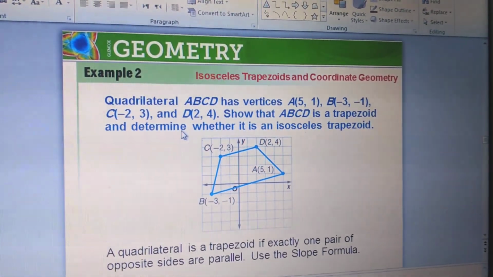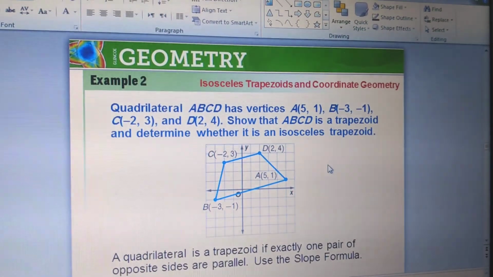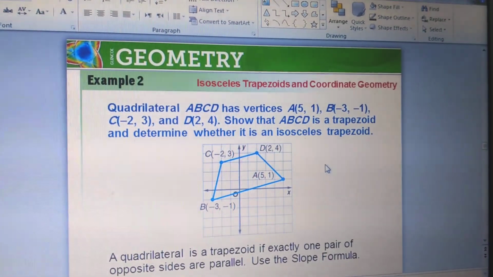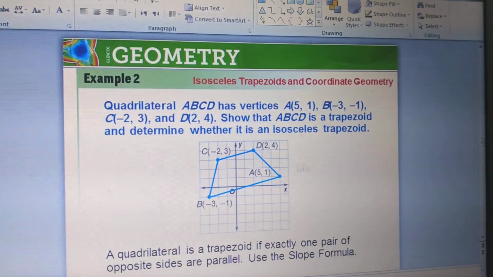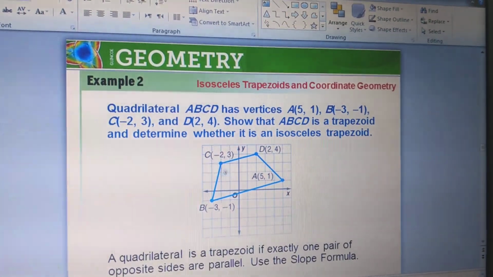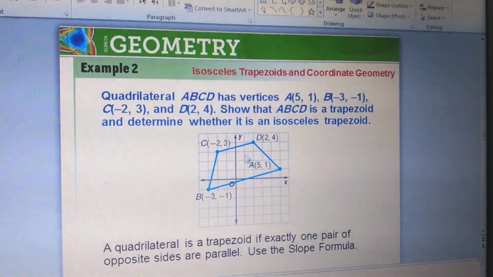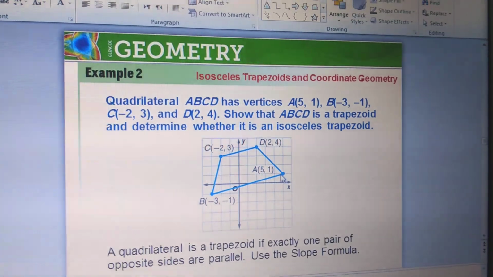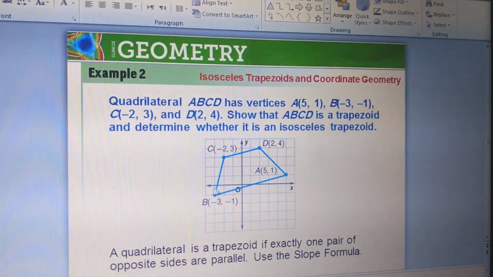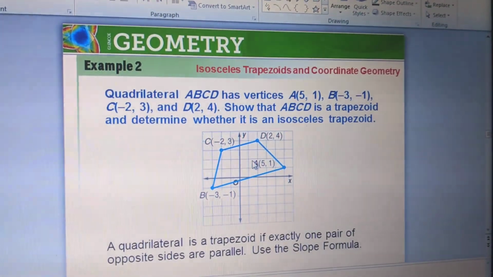Now, determine whether it is an isosceles trapezoid. To prove it is an isosceles trapezoid, we have two ways. First, you can find DA and CB. Again, you use the distance formula to find DA and CB. If they are congruent, then this trapezoid is an isosceles trapezoid.